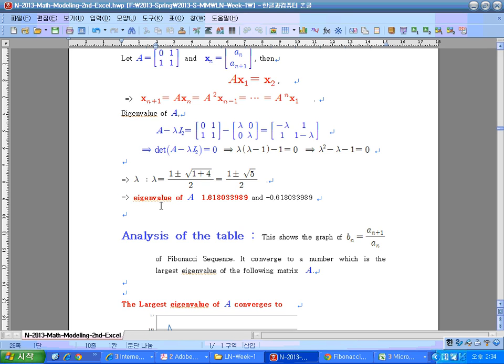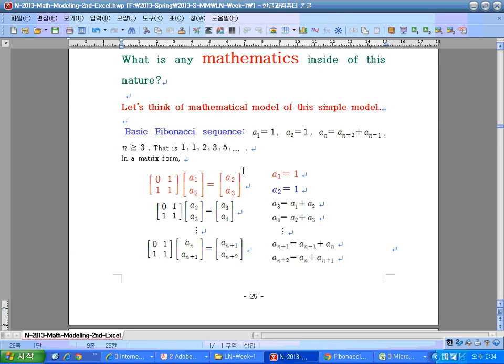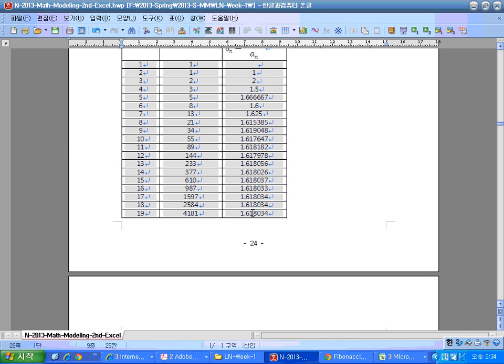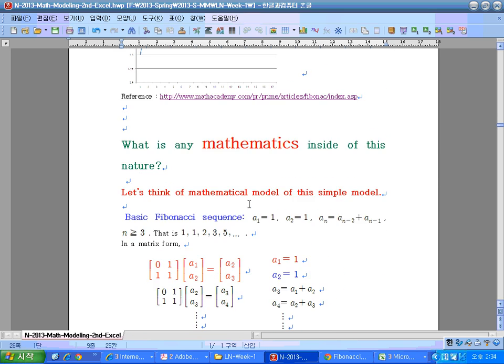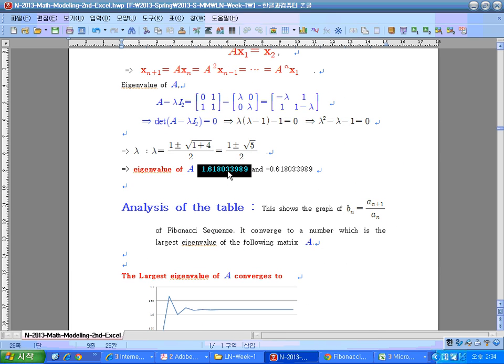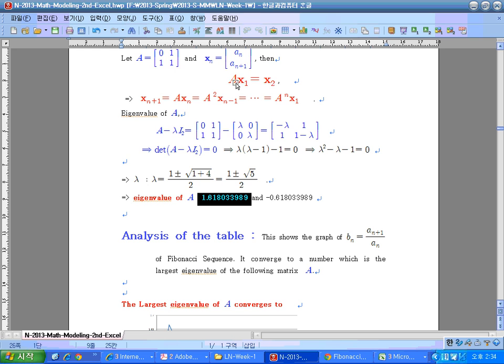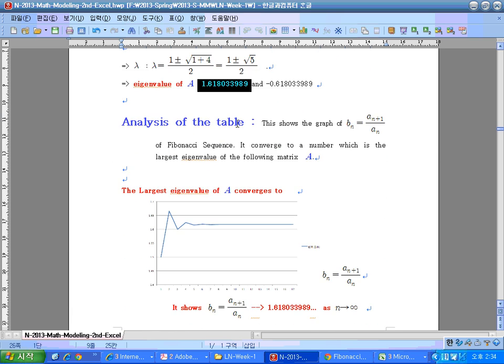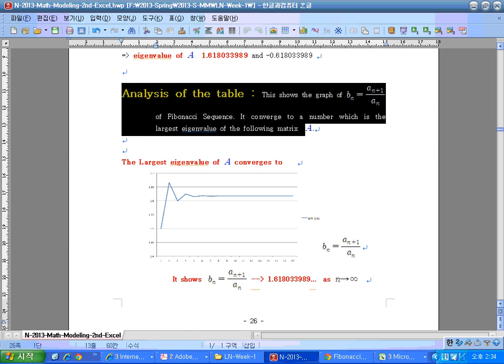Here, as you see, A has two eigenvalues. One is 1 plus the square root of 5 over 2, and the other one is 1 minus the square root of 5 over 2, like this. This number is very close to this one. So, this means the largest eigenvalue of this particular matrix is the ratio of the two terms. This shows it.